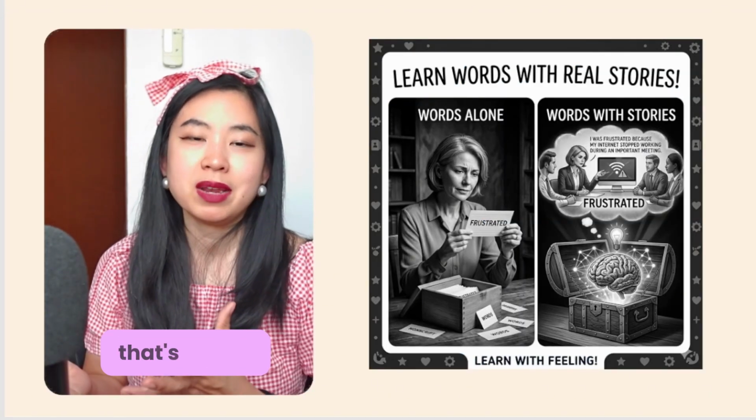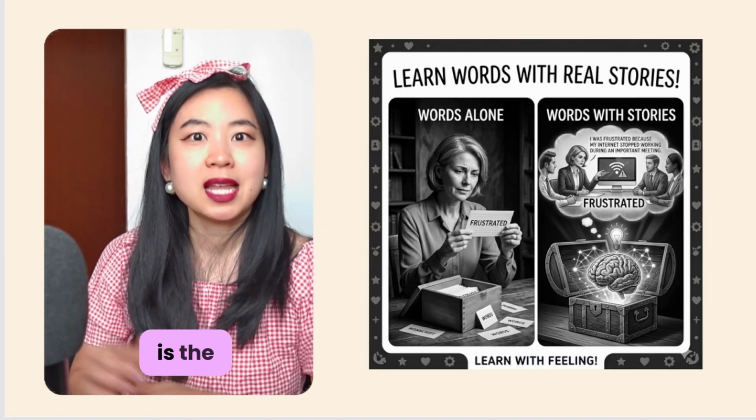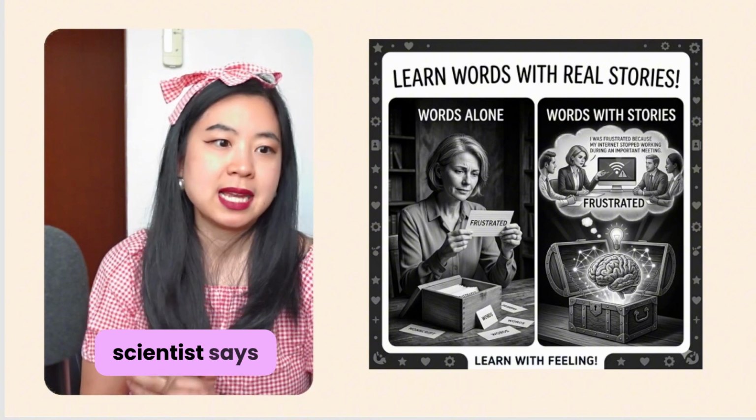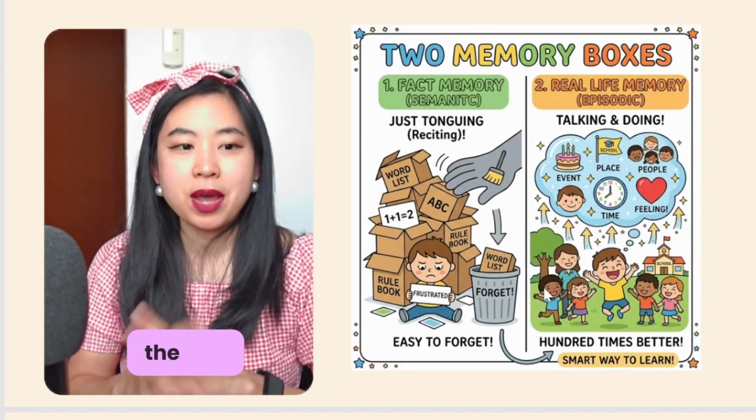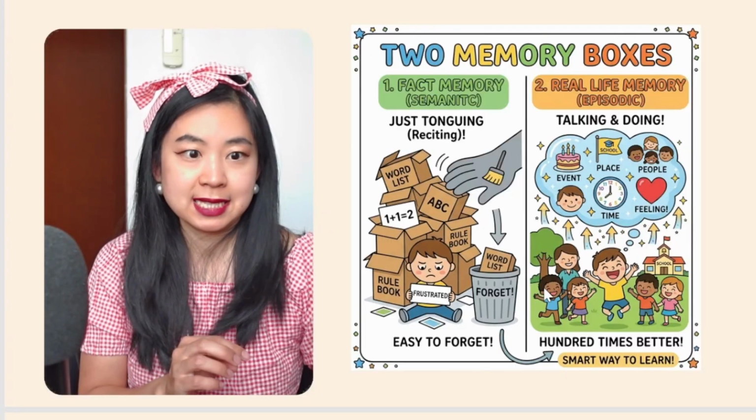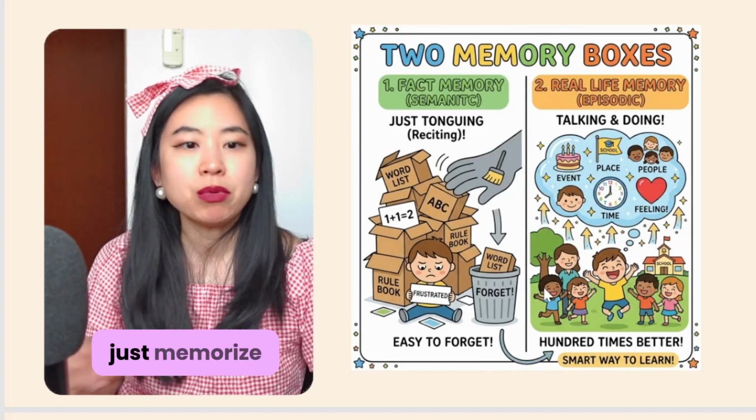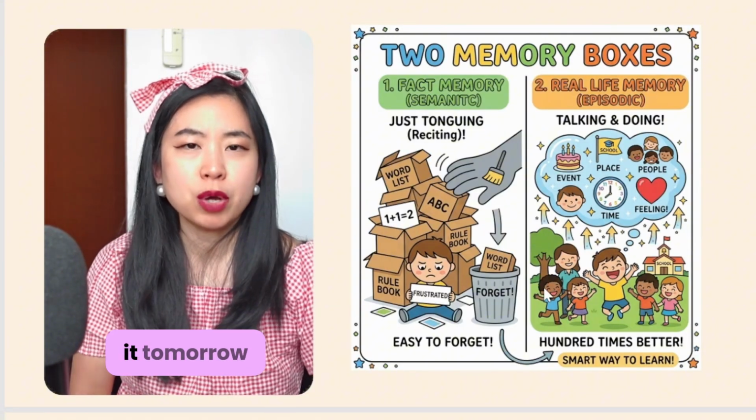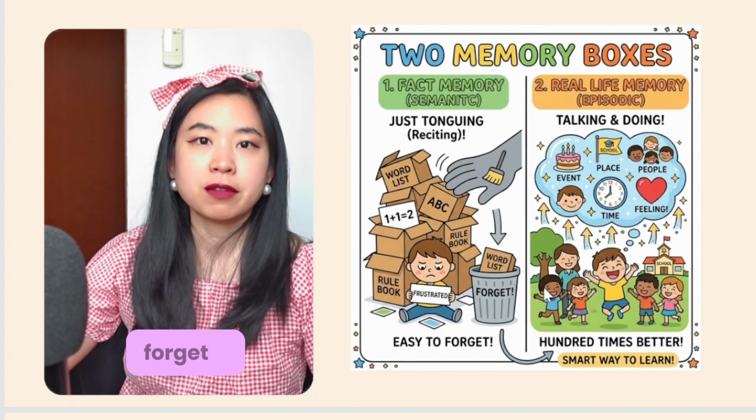Another interesting theory that's going to blow your mind, and change how you approach a second language, is context-based learning and episodic memory. Scientists say our brain has different boxes of memories. The semantic memory, or the fact box. This box stores single words and grammar rules for tests. This is the easiest box to forget. If you just memorize the word "frustrated" 10 times, your brain will forget it tomorrow. You might be able to pass the test today, but tomorrow or in the next 2 days, you're going to forget it.